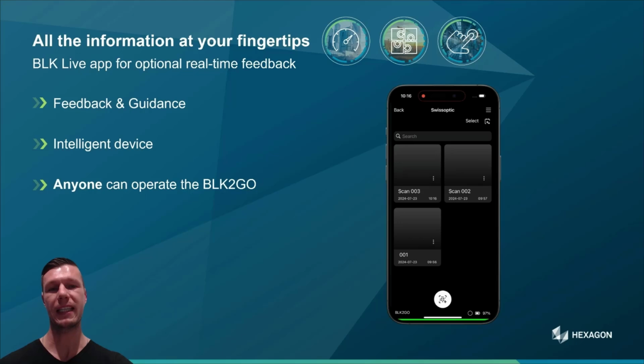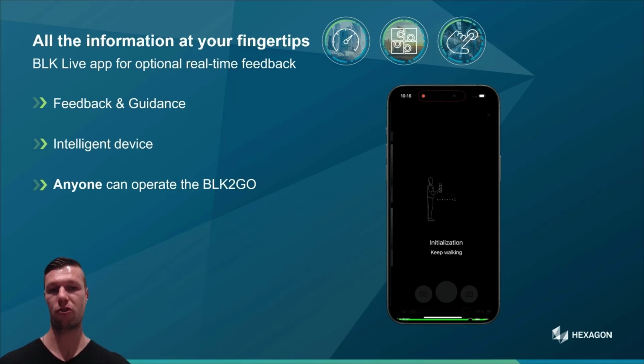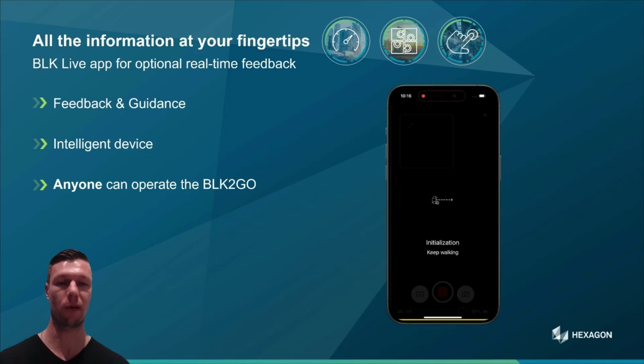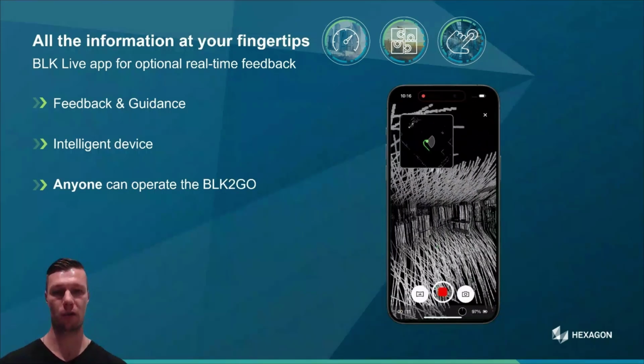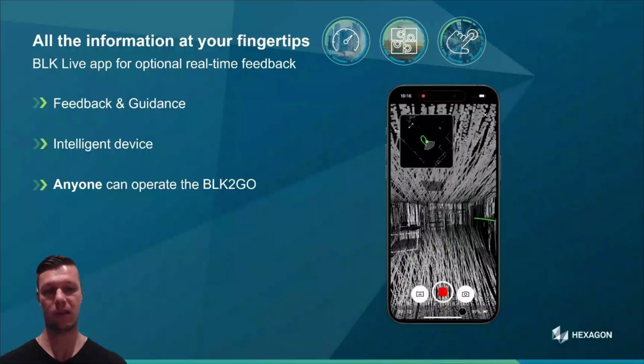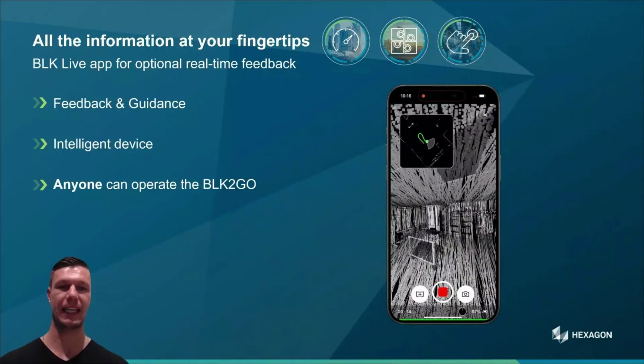For example, when you make the dynamic initialization, which just means you capture the BLK2GO and you start walking, you get real-time feedback and guidance onto your screen of the BLK Live app. For example, it will tell you, keep walking, don't stop. And in case you are stopping, the system will detect this in real time and it will show on your app of the BLK app that basically you should walk again because we need movement to initialize.